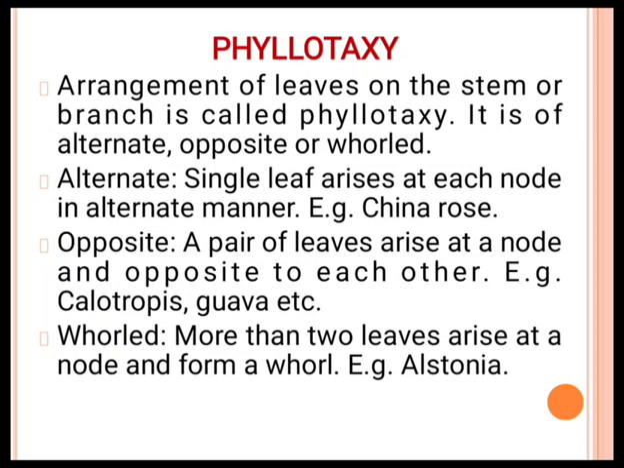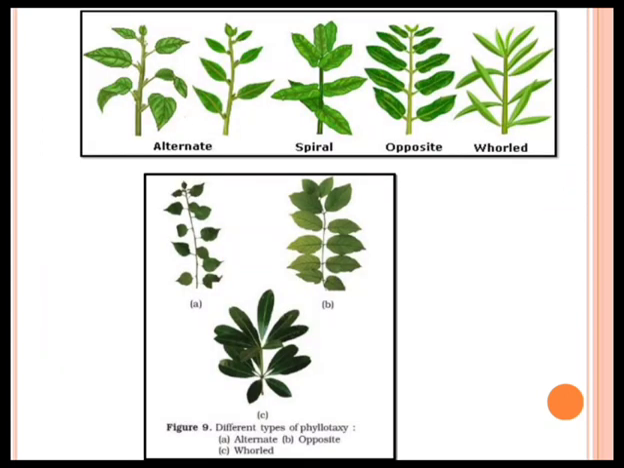Now if we talk about phyllotaxy, phyllotaxy is the arrangement of leaves on the stem or branch. It is of three types: alternate, opposite and whorled. Alternate: a single leaf arises at each node in an alternate manner, for example China rose. Opposite: a pair of leaves arises at a node, opposite to each other, for example guava and Calotropis. Whorled: more than two leaves arise at the node and form a whorl. It is seen in Alstonia. You can see the alternate, spiral, opposite and whorled.